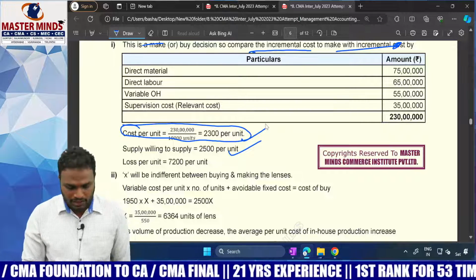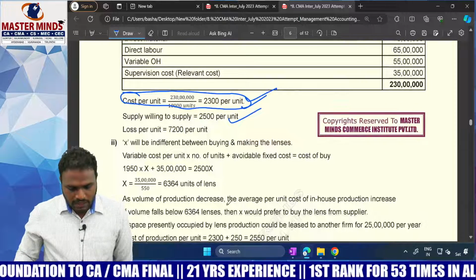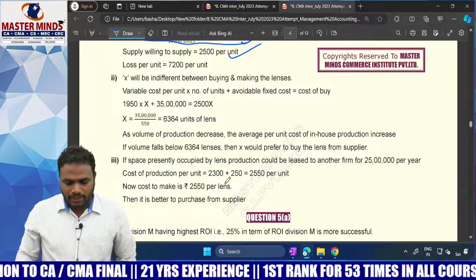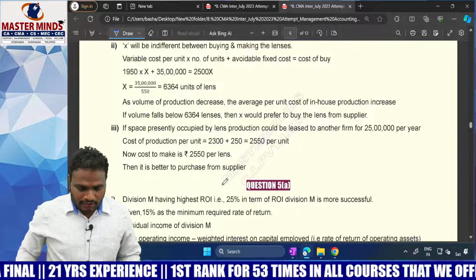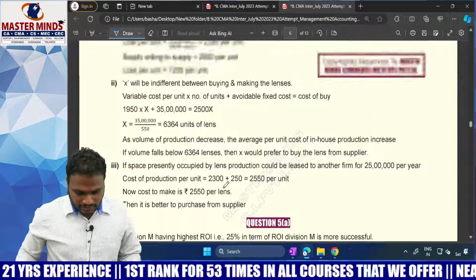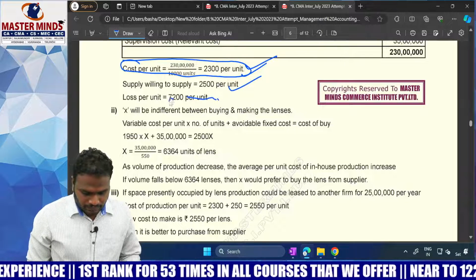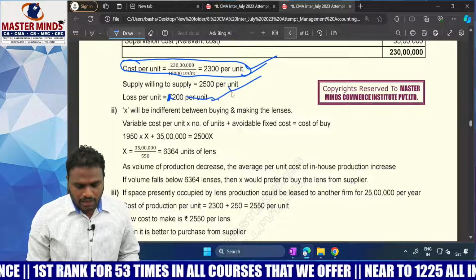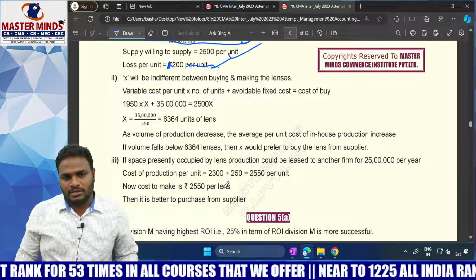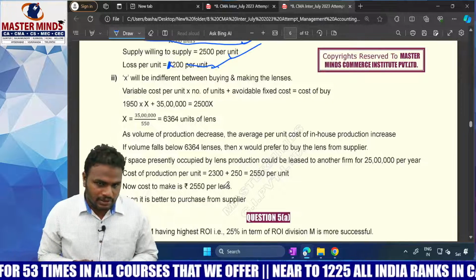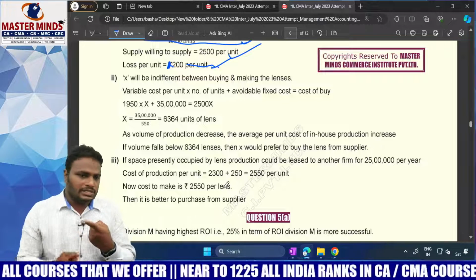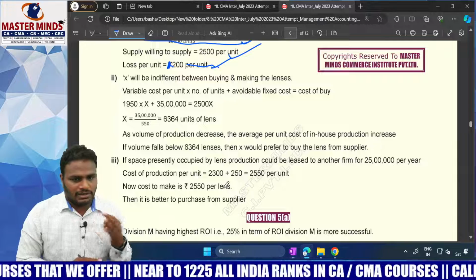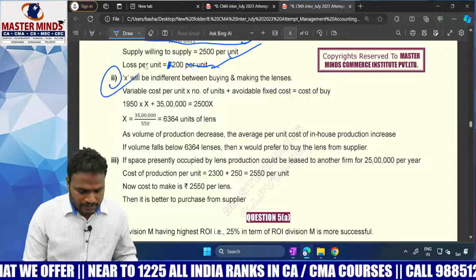Now in the next scenario, they have asked to calculate the indifference point. What is the indifference point? Indifference point is the level of sale where the two options will be equal. Sales are equal, cost is equal, profit is equal. Okay? That is the second one.